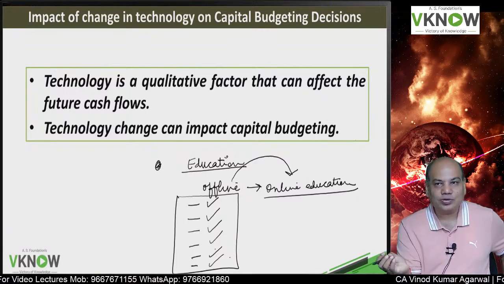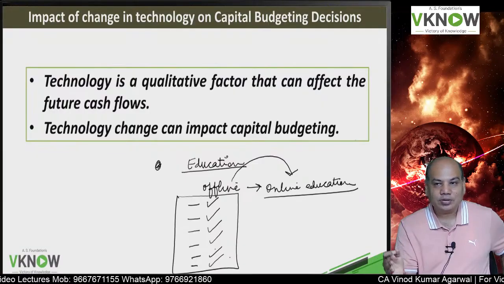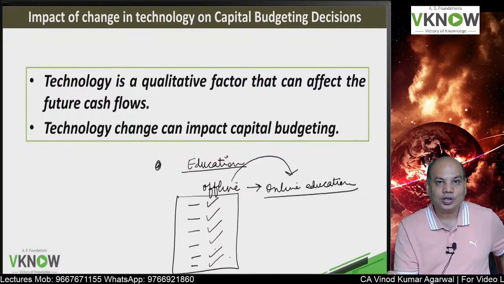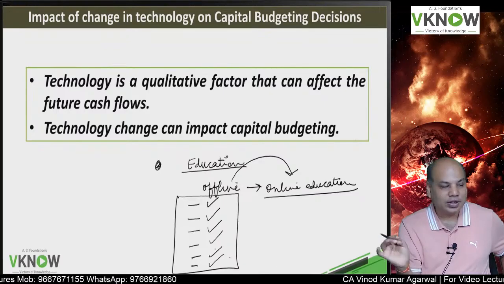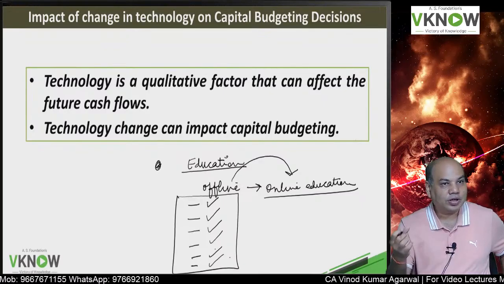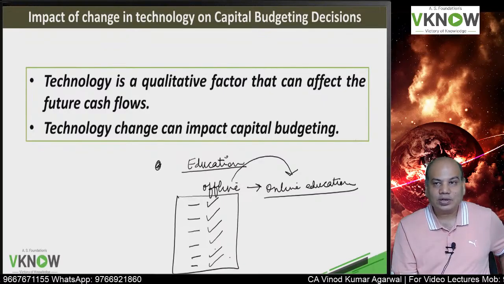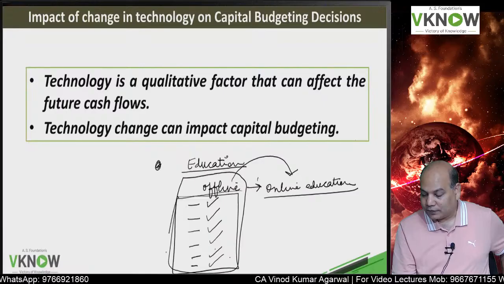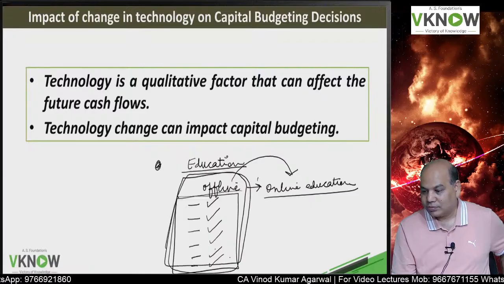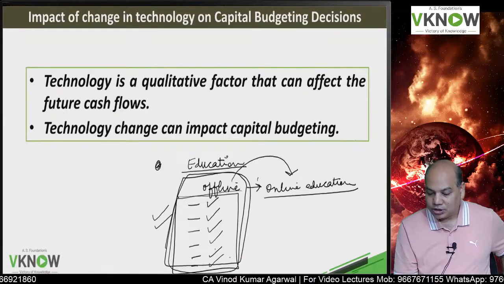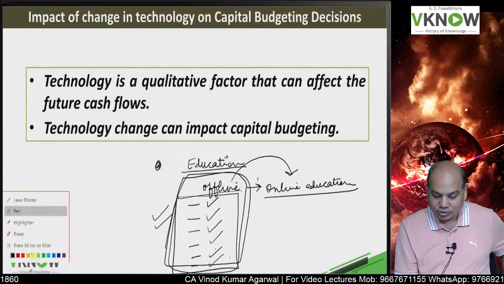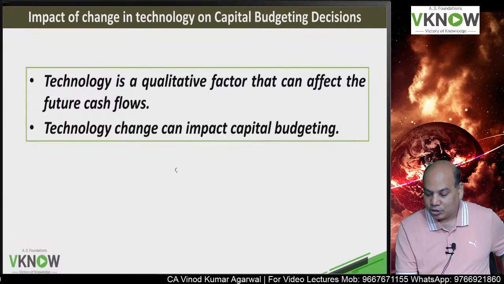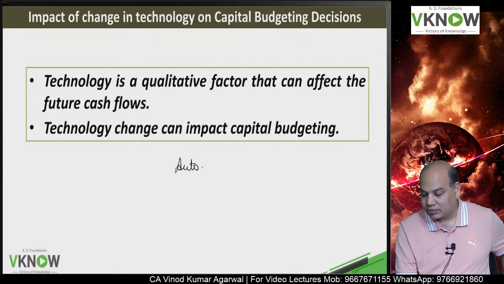Unless some practical is to be done in a laboratory, you're not really required to go to colleges. Like what is happening in our current education, you are not really required to come to our classroom. So this capital budgeting means all the infra that you had invested here, you will not be able to recover their cost. Technology can impact the budgeting, or it is happening in the automobile sector nowadays.